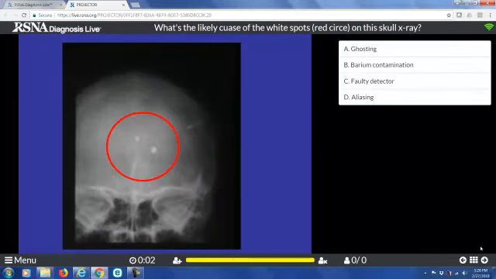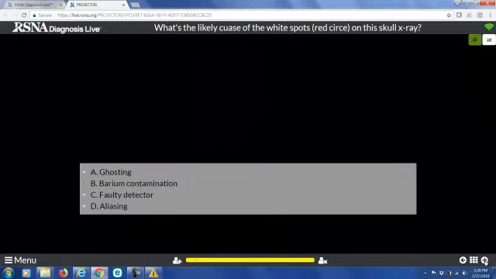What's the likely cause of the white spots shown in a red circle on this skull X-ray? Ghosting, barium contamination, a faulty detector, or aliasing? Pause your WebEx recordings. And the correct answer is because they're white, they absorb the radiation that's incident, and they're little spots of barium contamination that's dripped onto a sponge and was used to support a patient's skull.